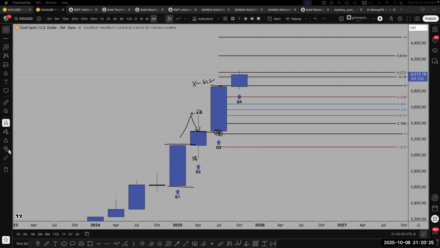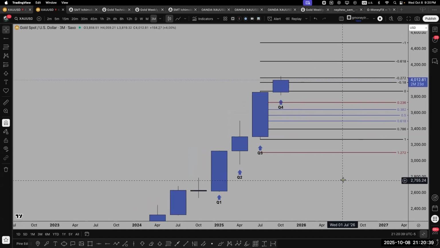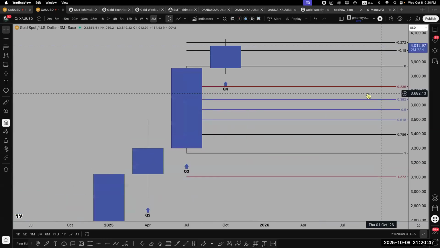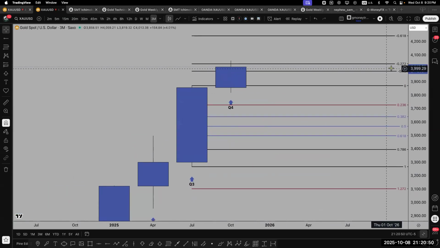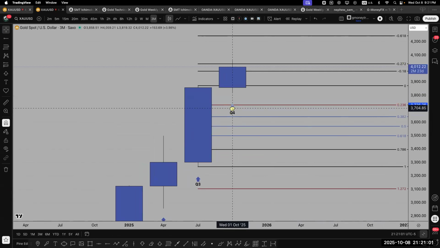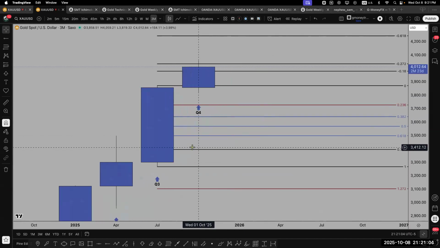Okay, so moving along. The current quarter is Q4, but we're using Q3 to kind of guide Q4. That's what we're focusing on right here. We actually pushed up first, hitting those extension levels and finding some resistance at that 4,000 price range. 4,060 is the highest. But we come back and touch the 23% of Q3 and then take off.